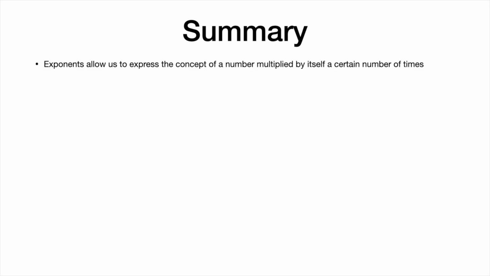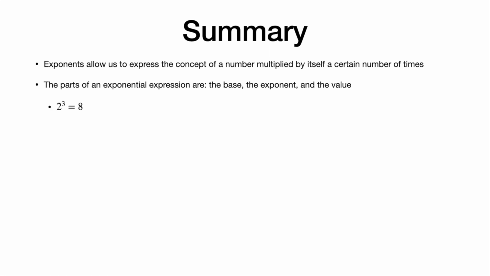So in summary, exponents allow us to express the concept of a number multiplied by itself a certain number of times. The parts of an exponential are the base, the exponent, and the value. So for example here, 2 to the third equals 8. 2 is the base, 3 is the exponent or power, and 8 is the value.